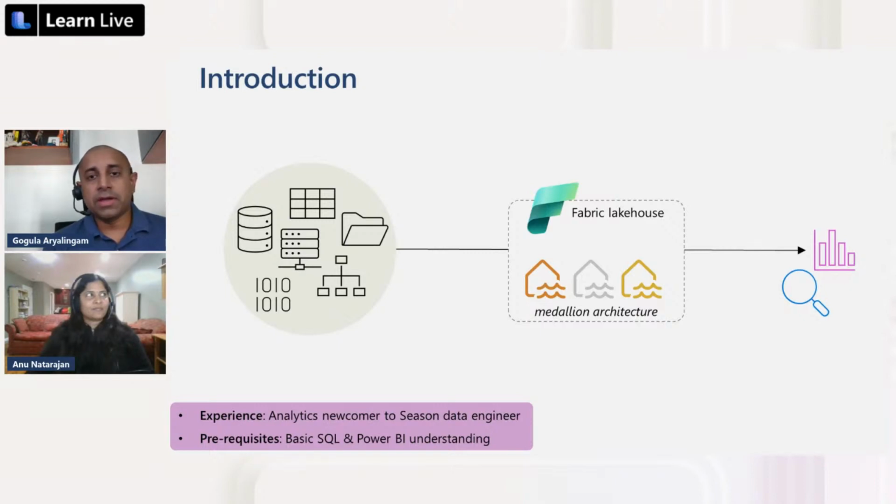Before Fabric came into the scene, we used to use the medallion architecture with Azure Synapse in certain places, and also using Databricks. Now, the medallion architecture brings structure and efficiency to your lakehouse environment. In this module, I will guide you through its bronze, silver, and gold layers, ensuring you know how to organize, refine, and curate the data in an effective manner. Whether you are a seasoned data engineer or a newcomer to analytics, this module caters to all levels of experience.